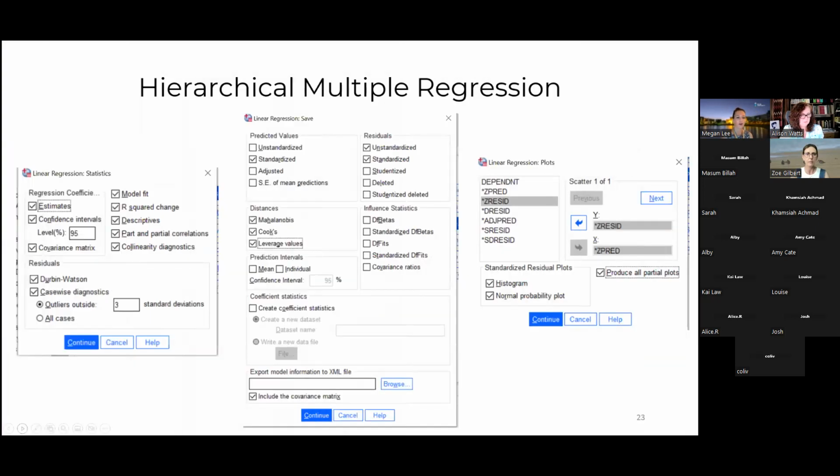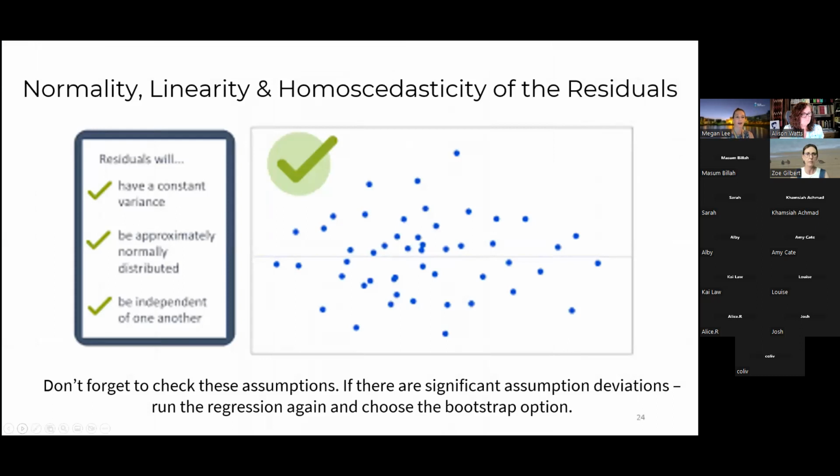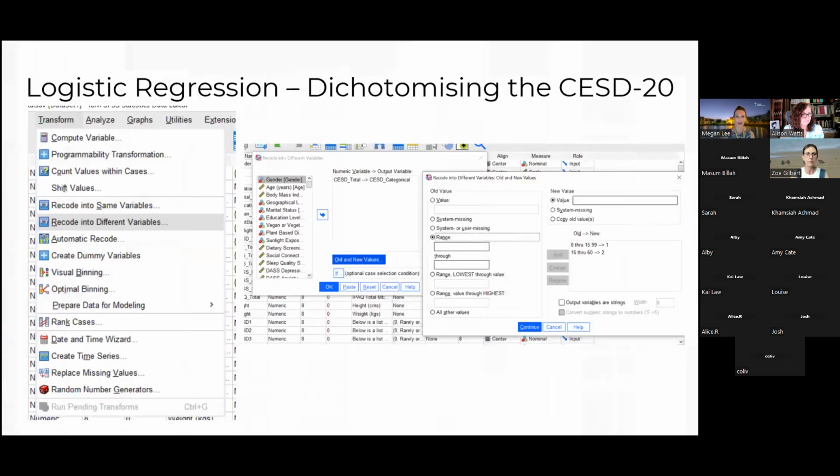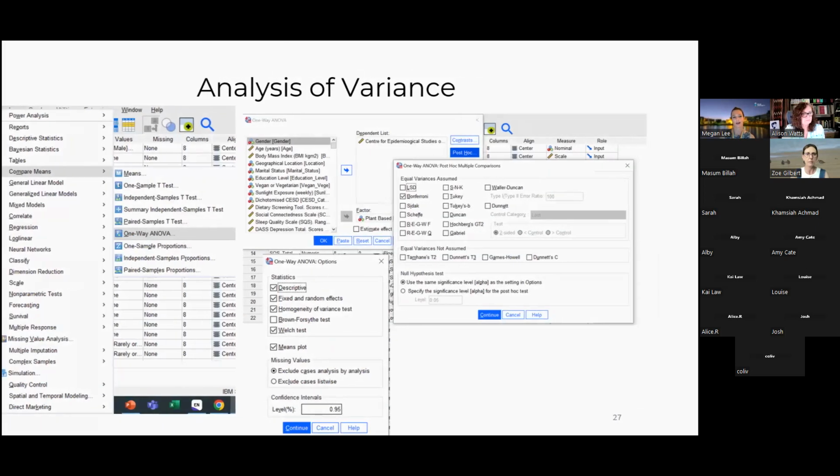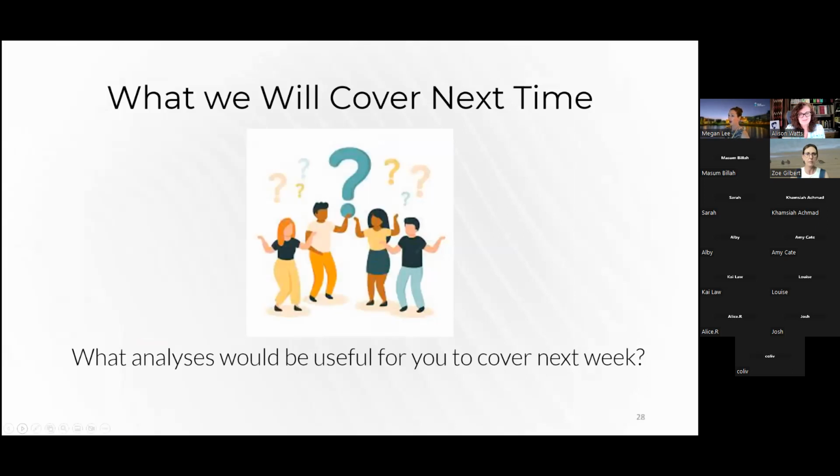Okay. So these are all the steps that we have completed. Our assumptions are actually looking really good. So all of our assumptions were met. That's excellent. I know we're moving towards the finish of today. So I might do logistic regression and ANOVAs next week. Is there anything else you would like me to cover next week that we haven't done already? Or are there any questions that you have about the analysis today?